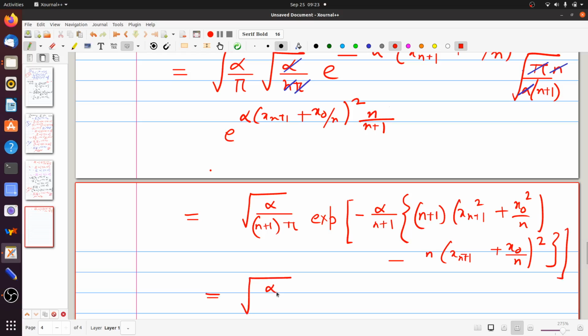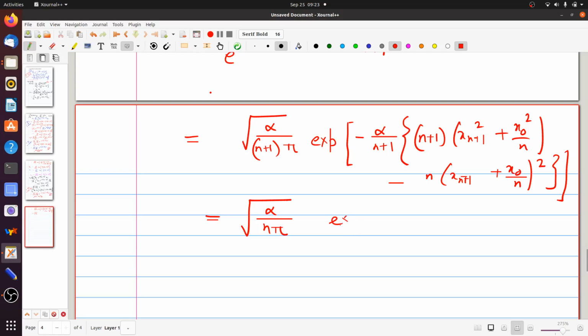And now the simplification is sort of straightforward. Root over alpha by n pi exponential minus alpha by n plus 1. If you gather everything together inside, here you have n plus 1 x plus n plus 1 whole square. You have n xn plus 1 whole square from here. So you just get 1 xn plus 1 whole square. Here you have n plus 1 by n. That is 1 plus 1 by n x0 square. And you have 1 by n x0 square from here. N times x0 square by n square. So again, everything neatly cancels and you end up with this.